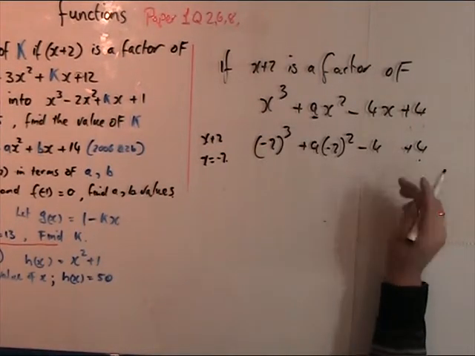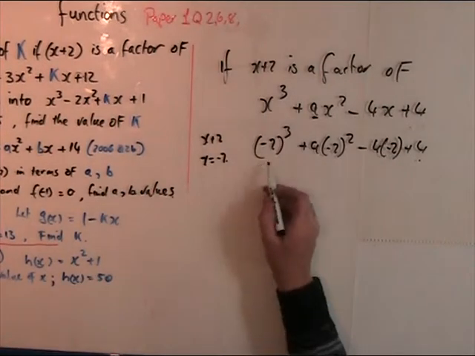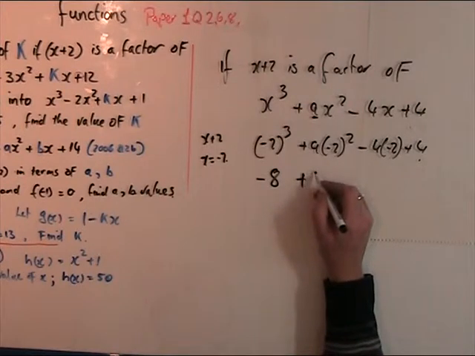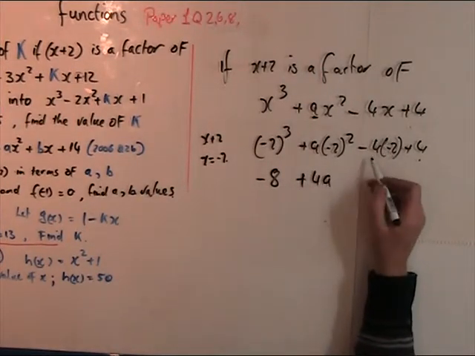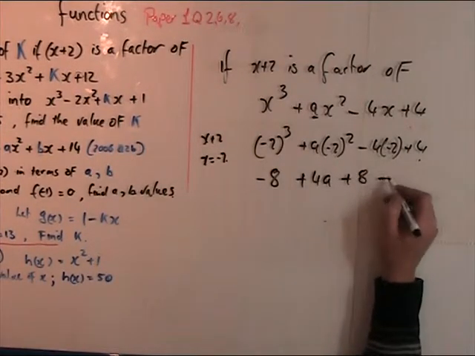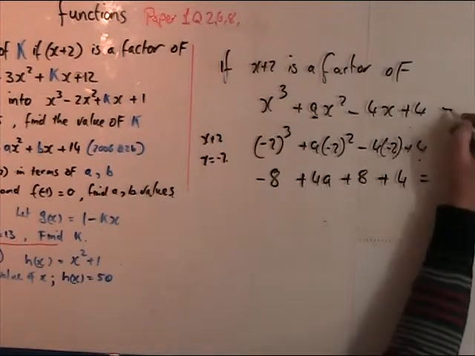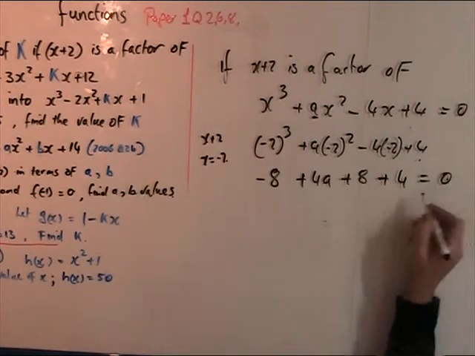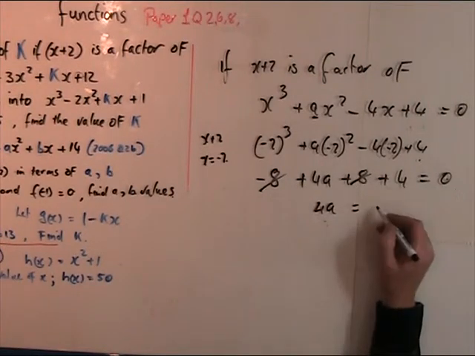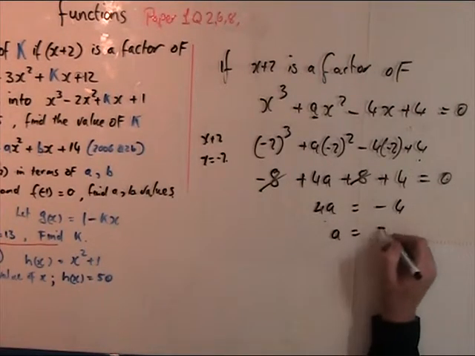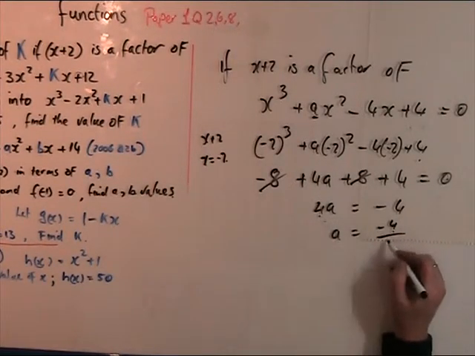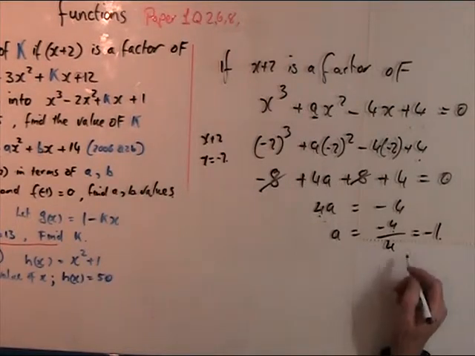Oh, there's minus 2 there. So minus 8, minus by a minus is a plus 4a. Minus by a minus is a plus 8. Plus 4 equals 0. Right? So minus 8 plus 8, 4a is equal to, bring the 4 across, minus 4. A is equal to minus 4 over 4, which is equal to minus 1. A is equal to minus 1.